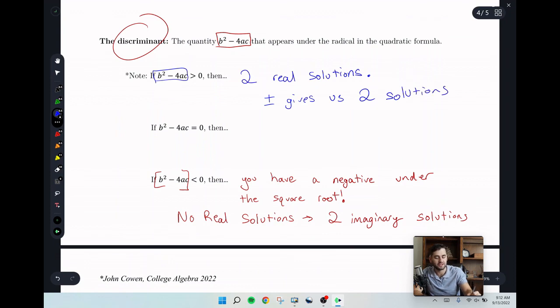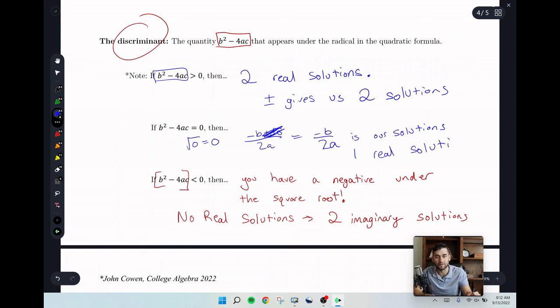So then the next question is, what about 0? 0 is kind of a weird one, right? Because if you put a 0 under the square root, we know the square root of 0 is 0, which means it cancels that whole term out. So then we'd just be left with negative b plus or minus the square root of 0 all over 2a. That just goes away. So we're left with negative b over 2a as our solution. And because b and a are real numbers, that means there's one real solution. I think it's just a cool note to make on the quadratic formula.